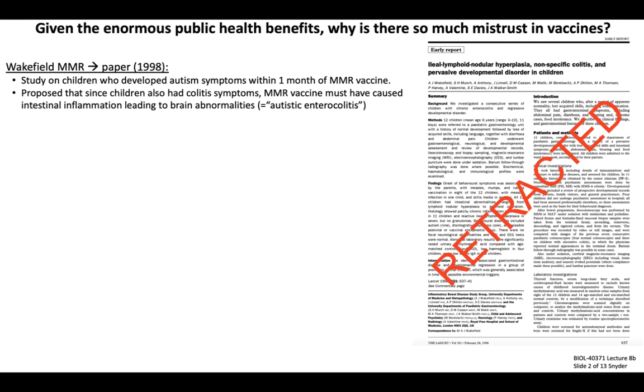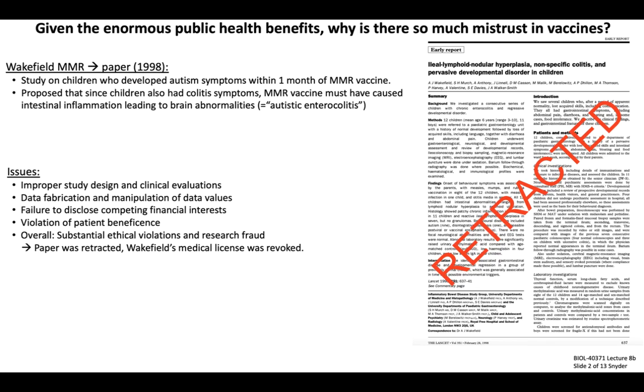But it's easiest to start by bringing up this one paper by a physician named Andrew Wakefield that was published back in 1998. This was published in a peer-reviewed journal called The Lancet and examined children who developed autism symptoms within 1 month of receiving the measles, mumps, rubella, or MMR vaccine. The group proposed that there was a mechanistic link where MMR vaccination caused intestinal inflammation that then led to neurodevelopmental abnormalities. The authors referred to this as autistic enterocolitis and stated that this was a direct result of MMR vaccination.